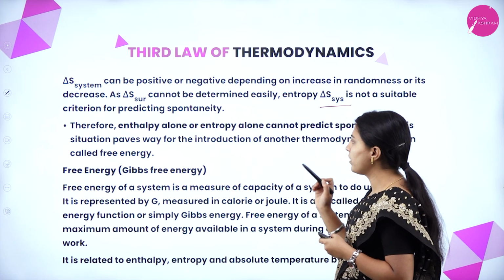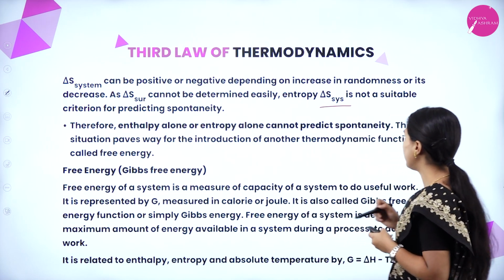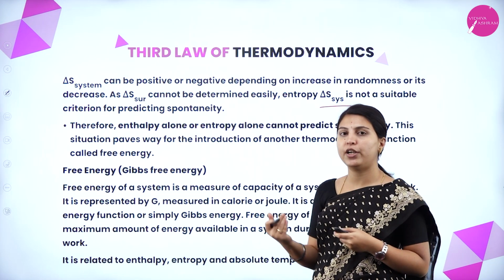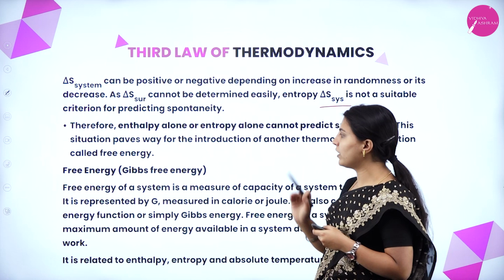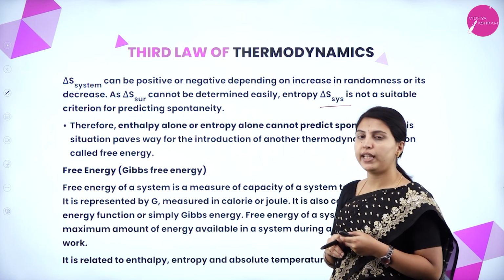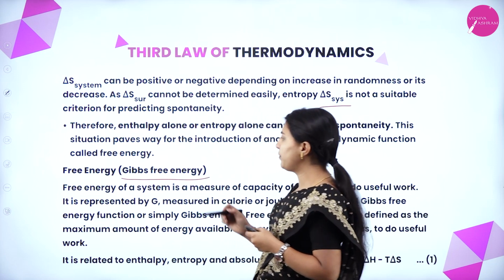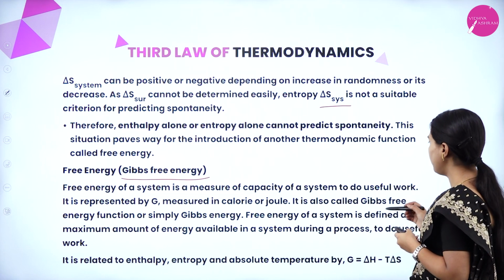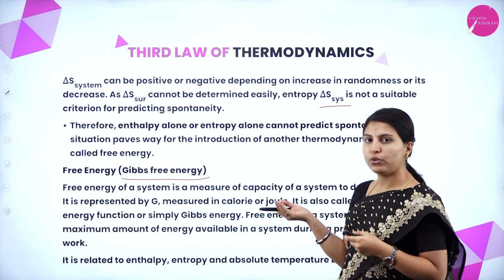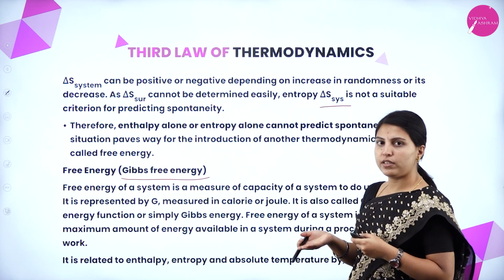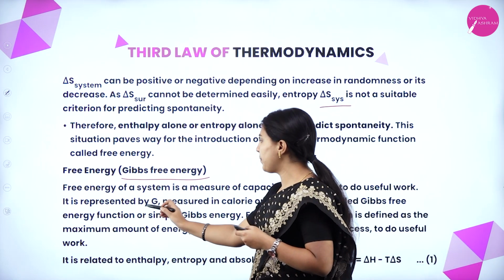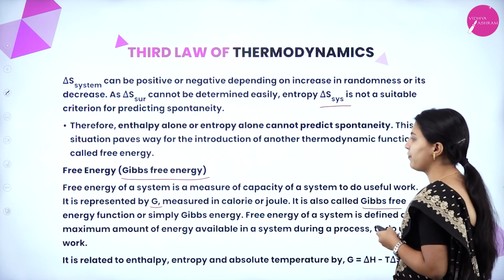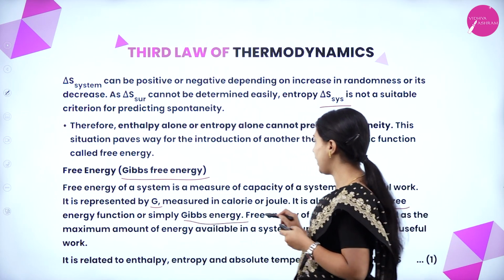This situation paves way for the introduction of another thermodynamic function called free energy. Individually enthalpy or individually entropy cannot be determined. So there is another term we'll introduce, that is called free energy. We'll call it Gibbs free energy also. Free energy of a system is a measure of capacity of a system to do useful work. To do useful work, free energy of a system will be measured. It is represented by G, measured in calorie or joules. It is also called Gibbs free energy function or simply Gibbs free energy.